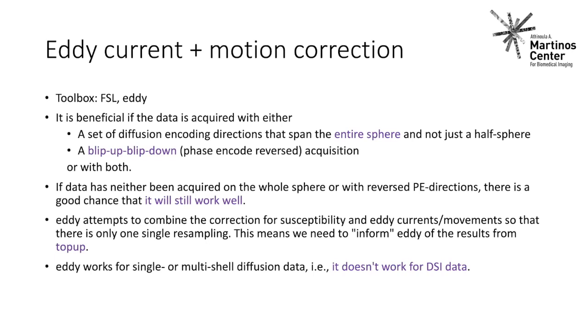And if the data has neither been acquired on a whole sphere nor with reverse phase encoding direction, there's a good chance that it will still work well. So just try it. It may work. And eddy attempts to combine the correction for susceptibility and eddy current movements so that there's only one single resampling. That means we need to inform eddy of the results of top-up.